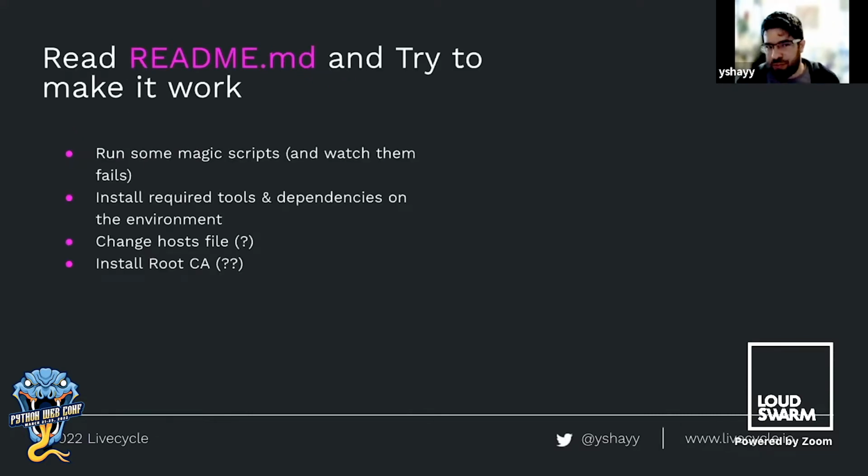After we tried and failed, we'll read the README and try to make it work. Maybe we'll need to run some magic scripts. Maybe we'll need to install some tools and dependencies. In worst cases, we'll need to do something very intrusive, like changing the host file or installing a root CA.